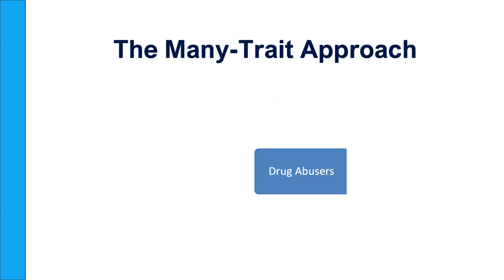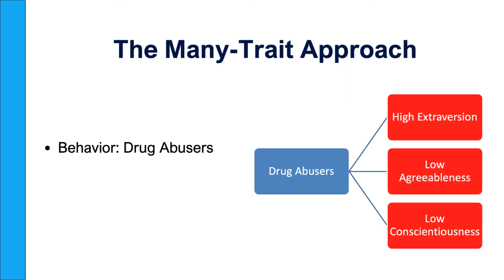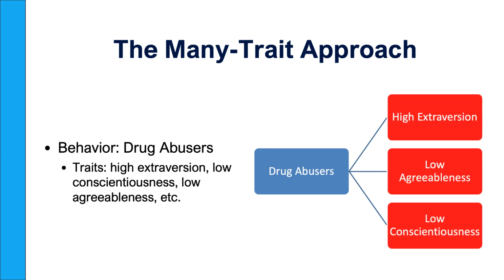Here's another example of using the mini-trait approach for a life outcome or behavior. And in this case, we'll use the life outcome of drug abusers. Researchers who have studied the personality characteristics of those who end up being drug abusers have found that drug abuse is often correlated with high extroversion, low agreeableness, and low conscientiousness. So the mini-trait approach was used in this case to identify those traits that are most likely to be associated with a person who abuses drugs.